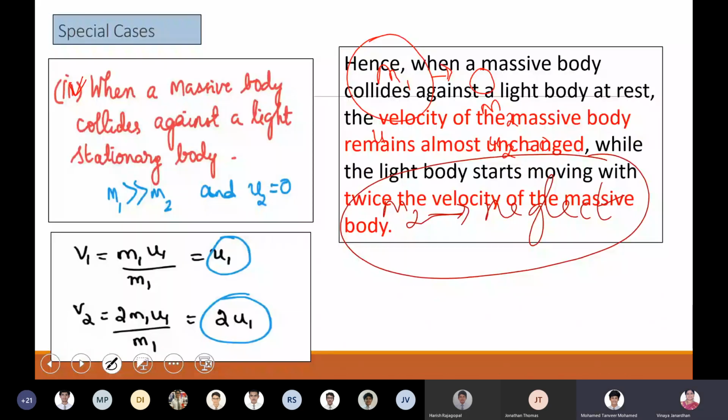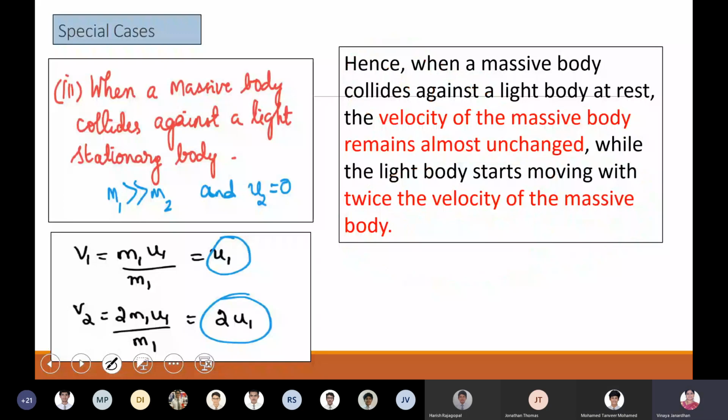So you know how to write the statement. When a massive body collides against a light body at rest, the velocity of the massive body remains almost unchanged, but the light body starts moving with twice the velocity of the massive one. This is how you have to do this. Statement, you can write it in your own words.